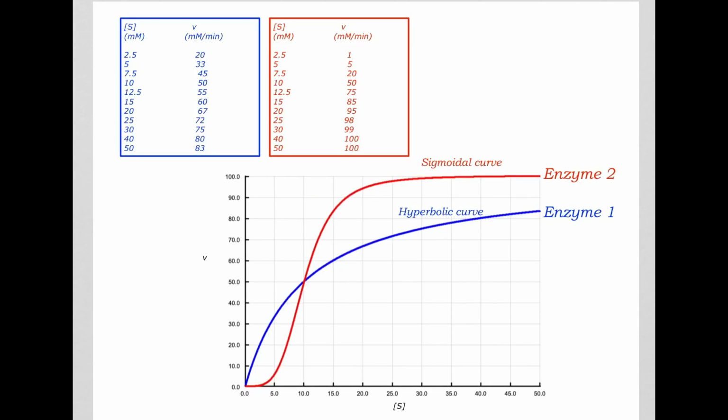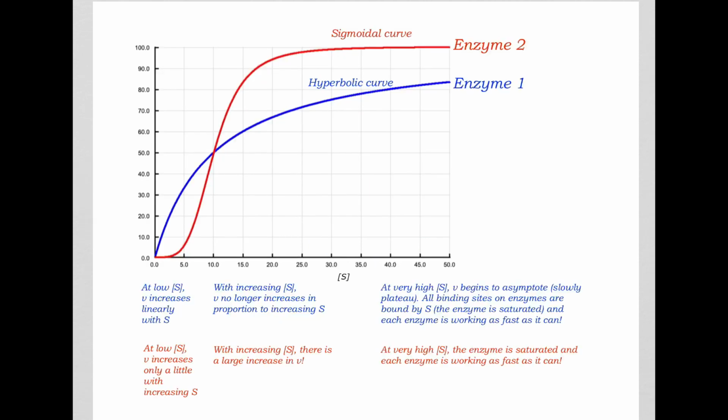When you plot substrate concentration against initial velocity, we often see two types of curves. One, shown in blue here, that is demonstrated by enzyme 1, is called the hyperbolic curve. The second type of curve that we might see, catalyzed in this case by enzyme 2, is called the sigmoidal curve. So let's compare these two curves, the hyperbolic curve with the sigmoidal curve.